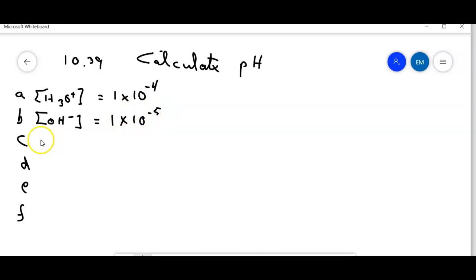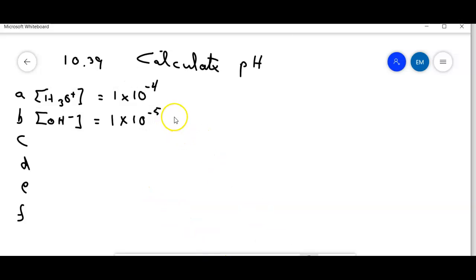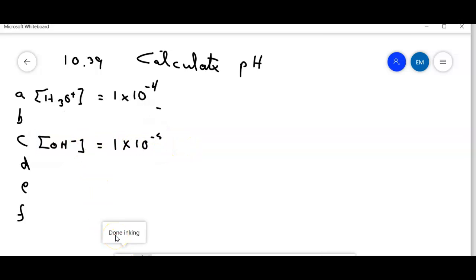C is, oh, that was wrong. That's not what I wanted. Well, let's grab this here. Nope. Stop that. And that was C, so let's move that down there. Okay, now let's go back to B.